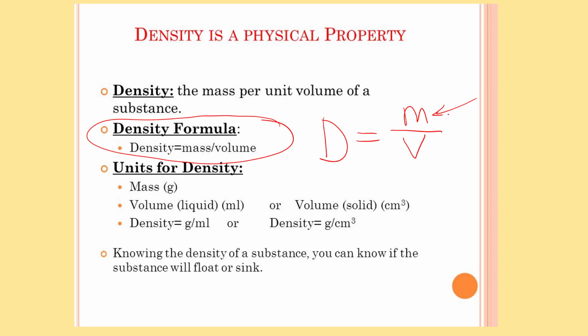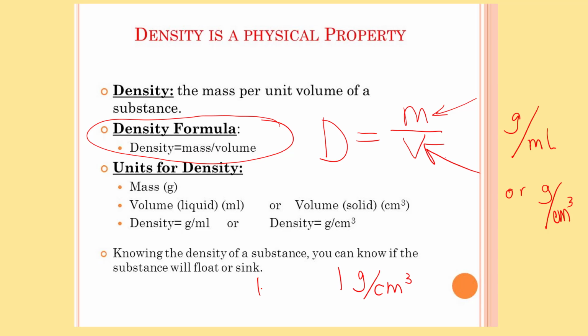Well, the mass has a unit of grams, and volume has a unit of milliliters, or centimeters cubed if we're talking about solids. So density is going to be grams per milliliter or grams per centimeter cubed, but it could have any units of mass and volume. If you know the density of a substance, you can know if it'll sink or float in another substance. Water has a density of 1 gram per centimeter cubed, or 1 gram per milliliter. It means the same thing.